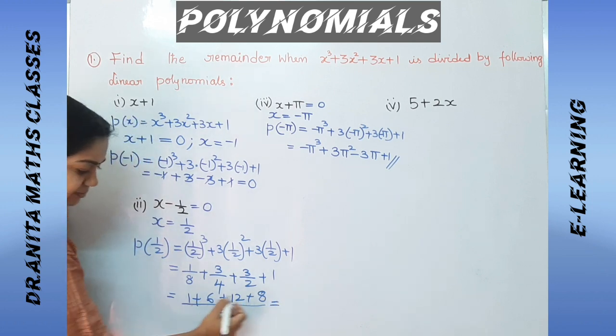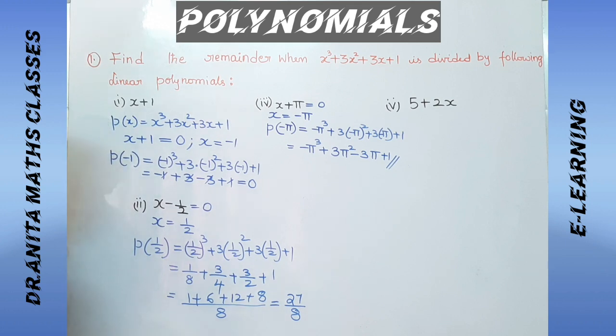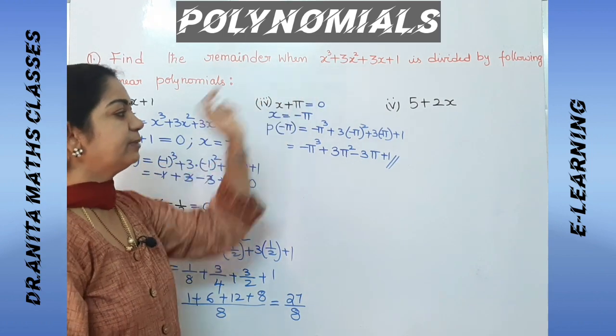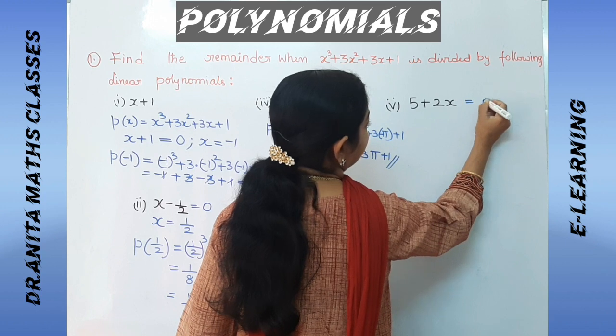Okay, so this comes to 27 upon 8 is the remainder. Here, 27 by 8 is the remainder when this linear polynomial divides the cubic polynomial. Let's see the fifth one. Let us equate it to 0.